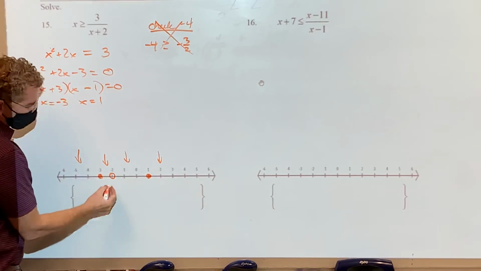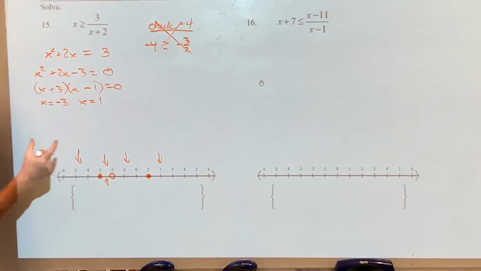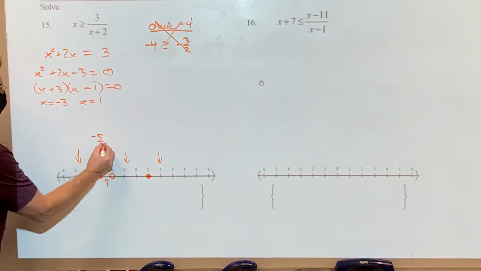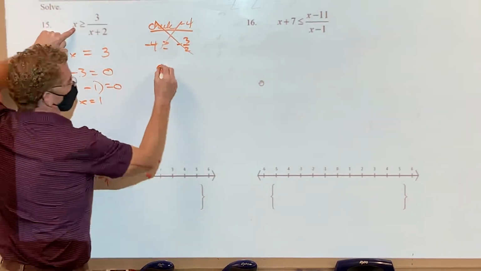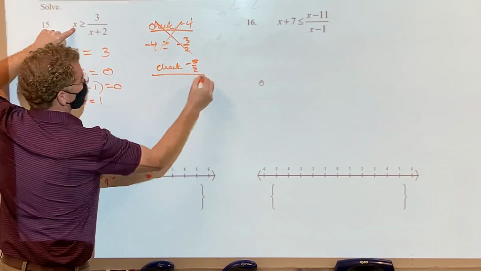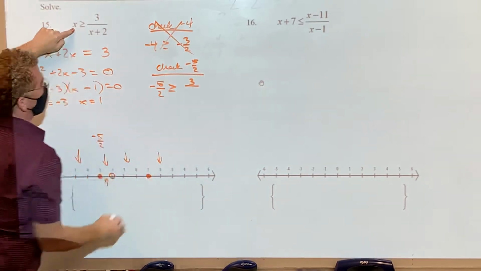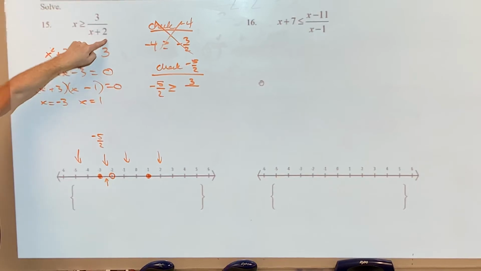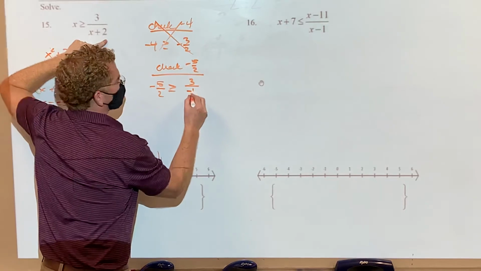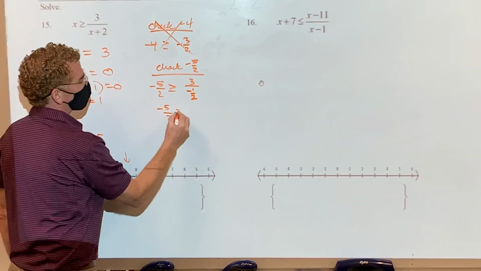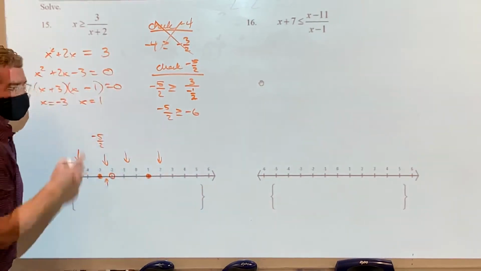And then I can check. This is a little annoying, sorry. I try to keep these separated enough to give you a whole number, but it's not always the case. So let me check negative 2.5, or negative 5 halves. When I check that, it would give me negative 5 halves greater than or equal to 3 over, what's negative 5 halves plus 2? Negative 1/2. And what's 3 divided by negative 1/2? Negative 6. Is negative 5 halves bigger than or equal to negative 6? Yes, so shade.